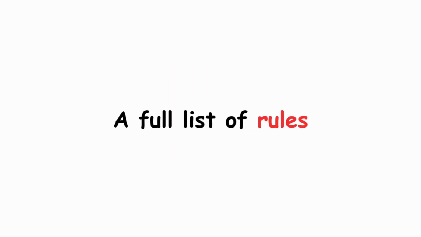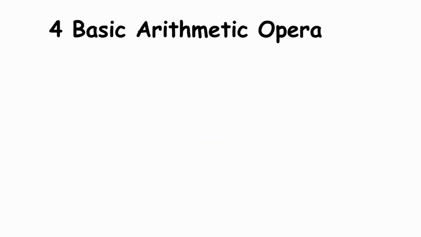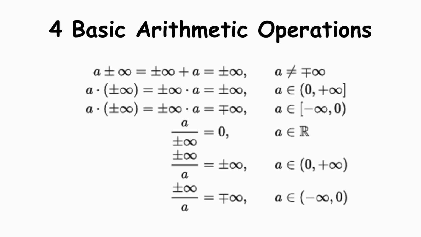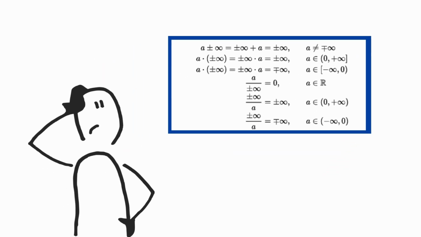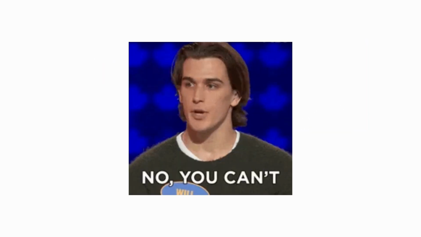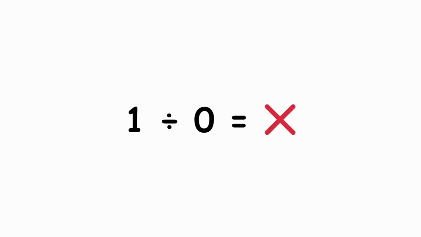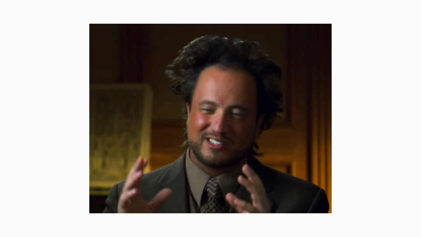A full list of rules for extending the four basic arithmetic operations is as shown. Generally, these rules can be understood using intuition, in a similar manner as before. Unfortunately, no, you still can't divide by zero in this system. There is a system called the projectively extended real numbers that allows division by zero, but we won't cover that today.